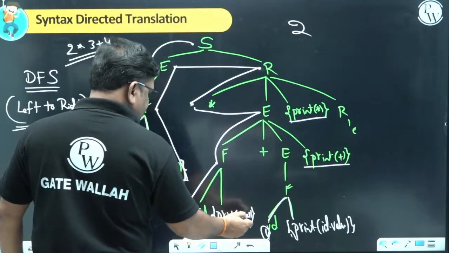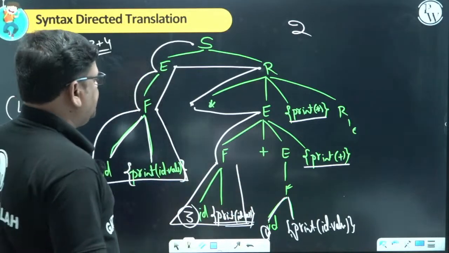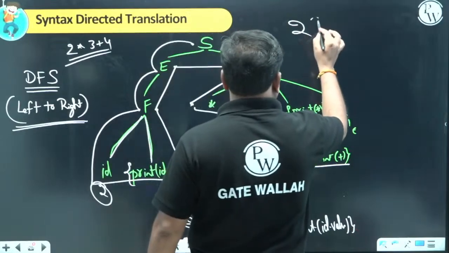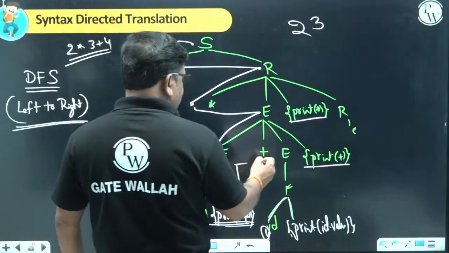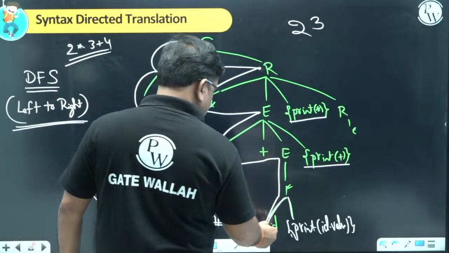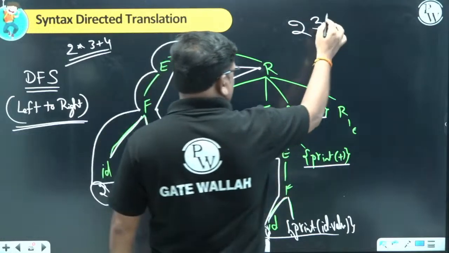Then see here, whenever you are touching the rule, print it. Print ID dot val, value of this 3. Then plus, print ID dot val. So what is the value here? 4. 4 will be printed.